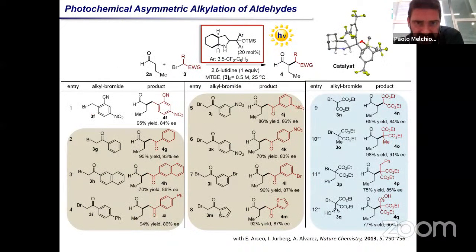So what could we do with this enamine-based photochemistry? We could develop this enantioselective alkylation of aldehydes using electron-poor alkyl halides, such as dinitrobenzyl bromide, phenacyl bromide derivatives, and those bromomalonate derivatives. We needed a chiral amine because we wanted to activate the aldehyde through formation of an enamine, but more importantly, here we needed light. Blue LEDs or 400 nanometer light irradiation. In the dark, this chemistry was not proceeding at all. So this is not classical ground state polar chemistry. This is a photochemical radical process.